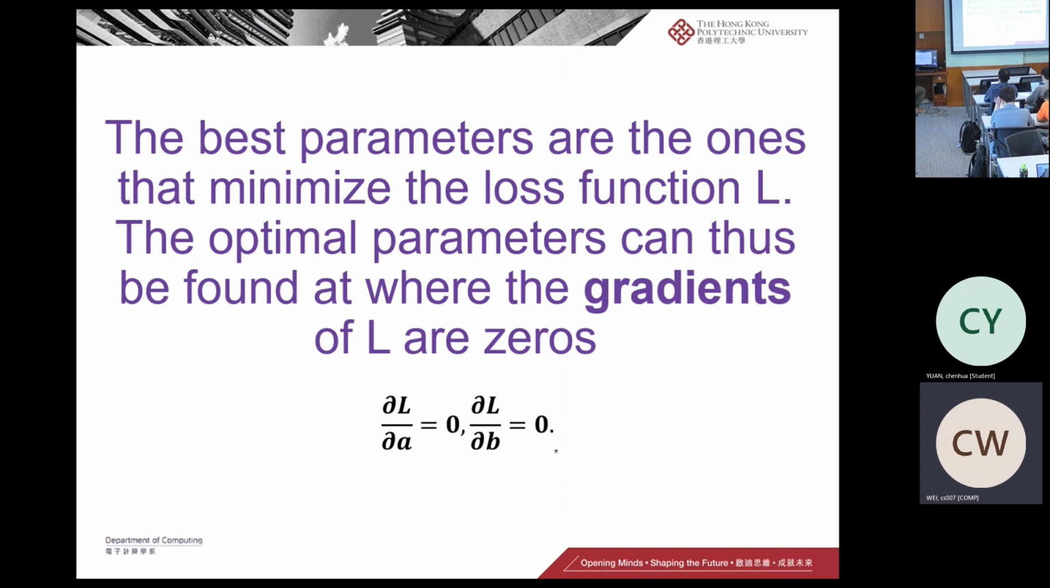The goal is we're trying to minimize the loss function, right? It's a function. And in calculus, we know the minimum output of a function is located at the point where you have the gradient equal to 0, right? But not actually the minimum. It could be the maximum, right?